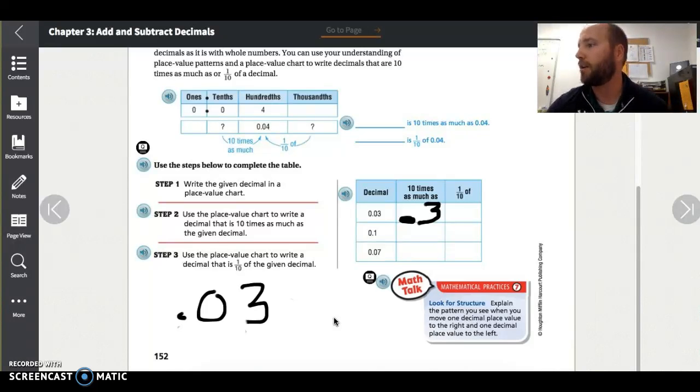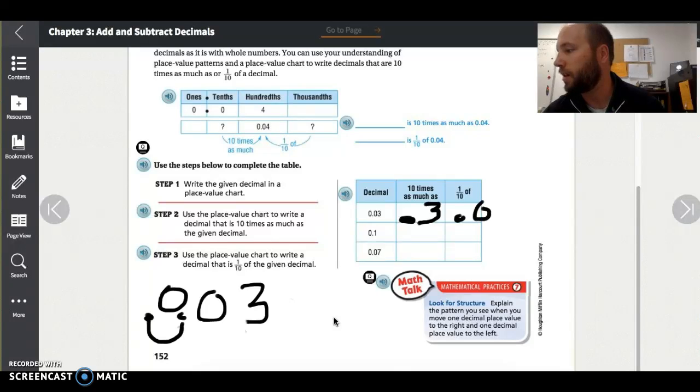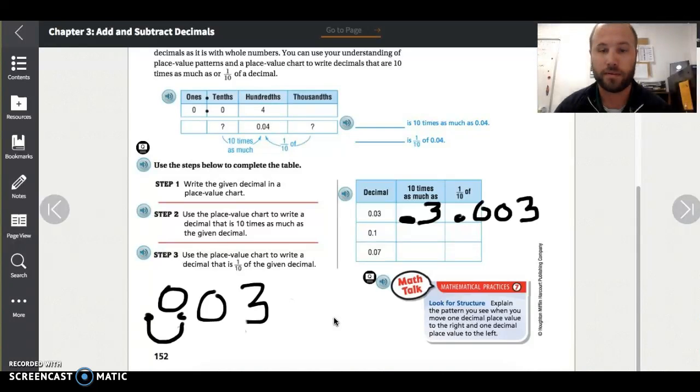To get smaller, it needs to go further away. Does that make sense? So we're actually going to hop one place to the left and plug in our 0. Okay? So when you're talking decimals, if you want the number to go 10 times as much, you want that number to get closer to the decimal, which means you are going to hop to the right. If you want it to get smaller, you want it to go further away from the decimal, so you're going to go to the left. Okay? So let's do the next one.